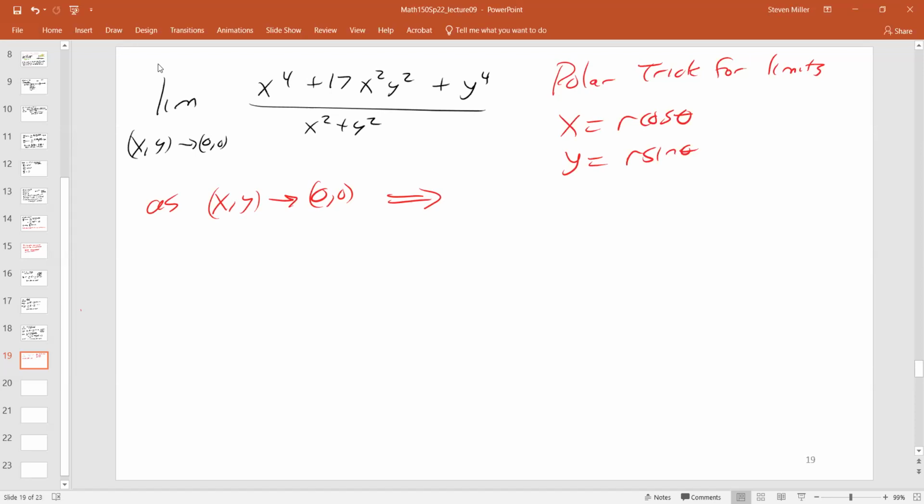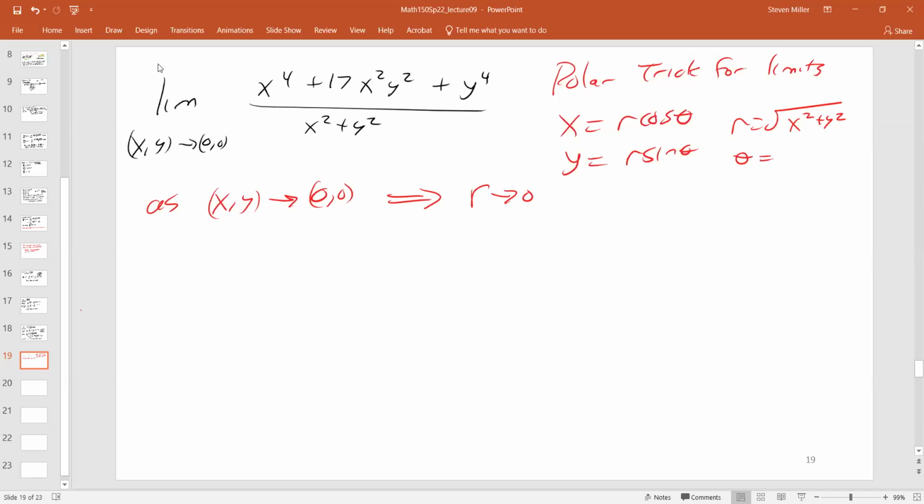Why? Okay, so we know r is the square root of x squared plus y squared. If x is going to 0 and y is going to 0, then the sum of their squares is going to 0, so the square root of the sum of the squares is going to 0. So we know r goes to 0.